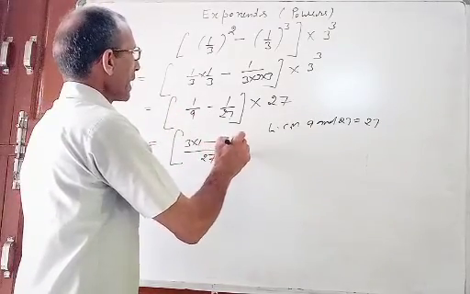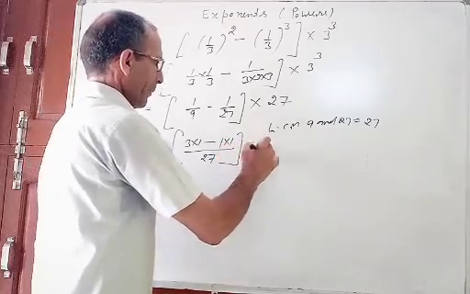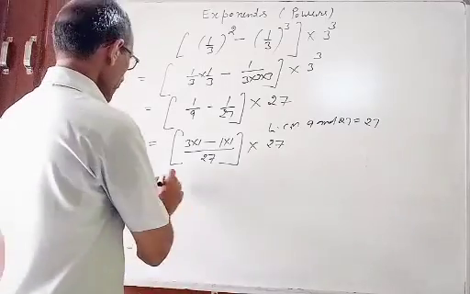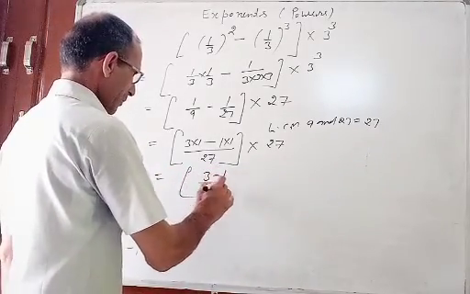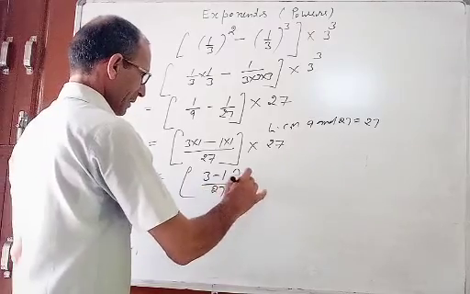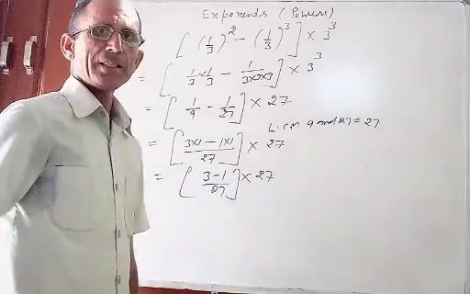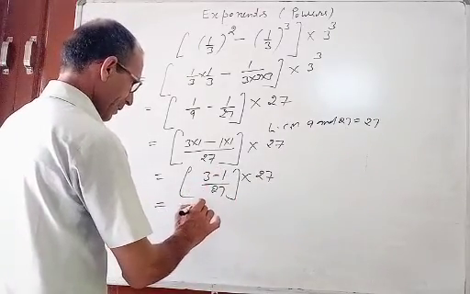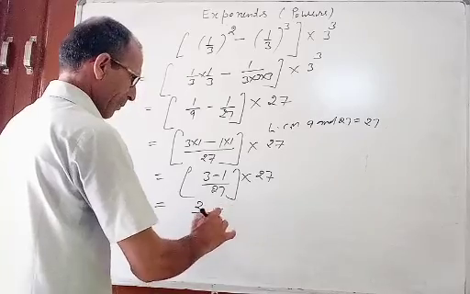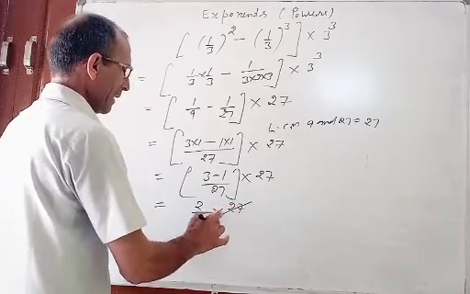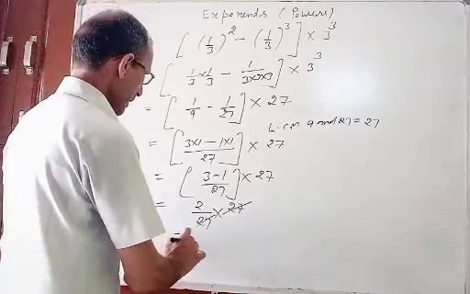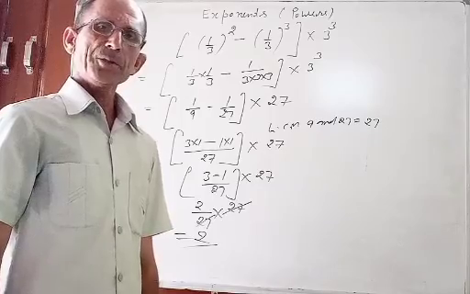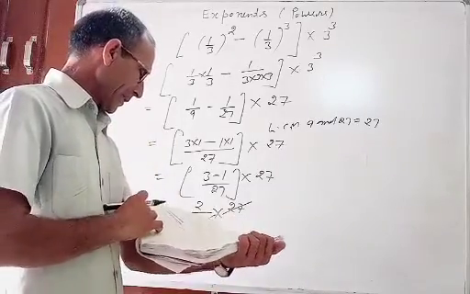Now 27 ones are 27, so 1 multiplied by 1. So 3 minus 1 by 27. This is 27. Any doubt, any confusion? So 3 minus 1 is 2, by 27, multiplied by 27. 27 cancels with 27, so the result is 2. Any doubt, any confusion? Okay. Have you understood?